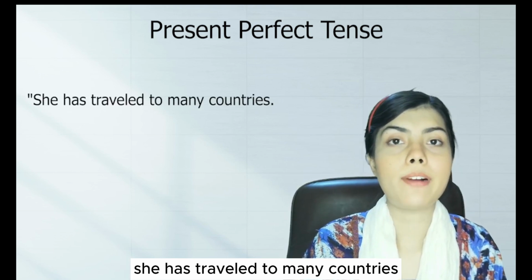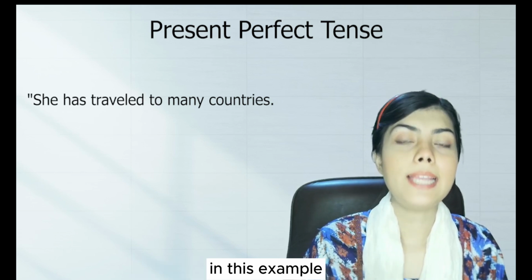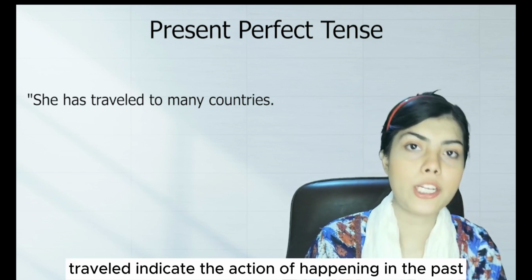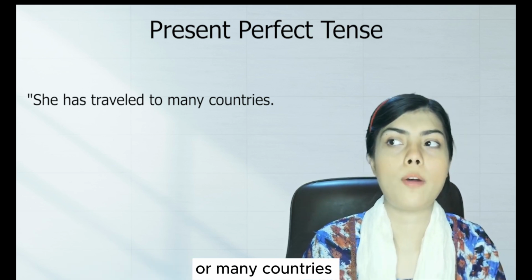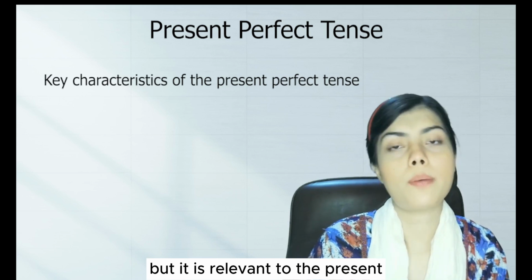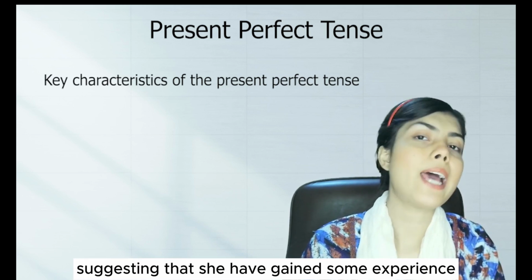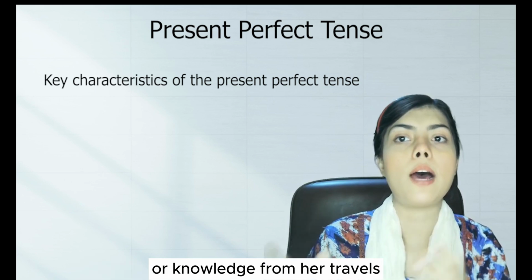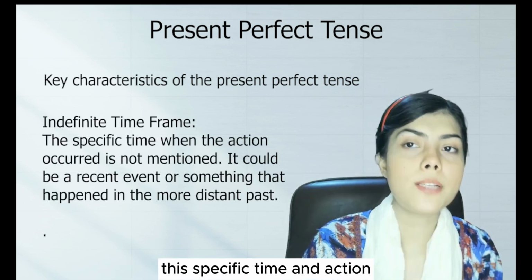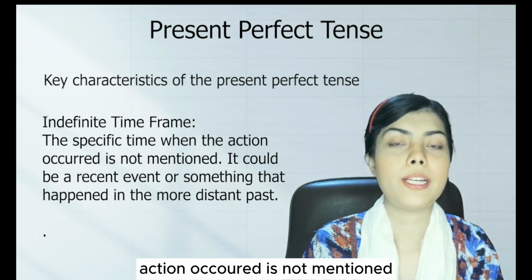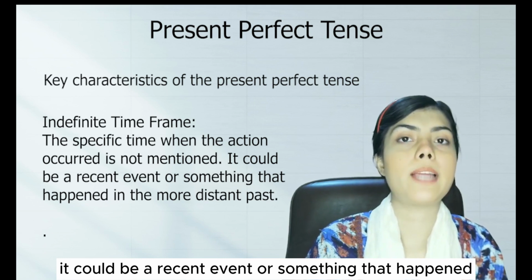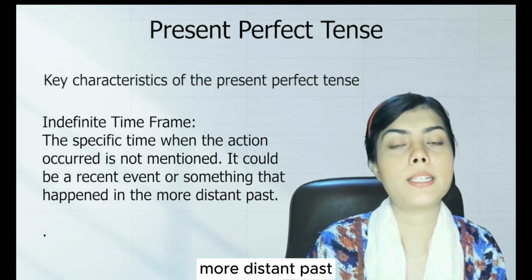She has traveled to many countries. In this example, the use of has traveled indicates the action happened in the past or many centuries is completed, but it is relevant to the present, suggesting that she has gained some experience or knowledge from her travels. Indefinite time frame. The specific time the action occurred is not mentioned. It could be a recent event or something that happened in the more distant past.